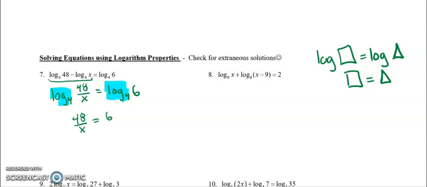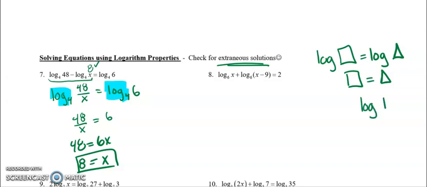Can you solve that? Sure, not a problem. Cross products, 48 equals 6x. So x equals 8. Then you always want to make sure to look for those extraneous solutions, those extra answers that don't really work. Can I take the log of 8? Yes, I can. That's legal because remember I can take the log of positive numbers only. No negatives, no 0. That works. That's a keeper. It was the only answer we had.